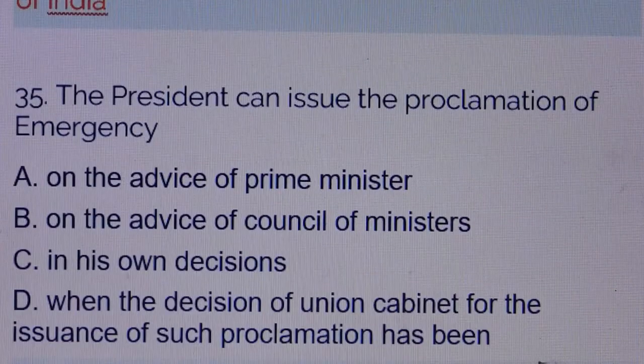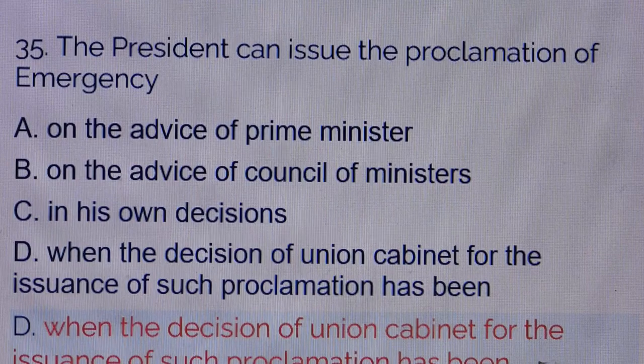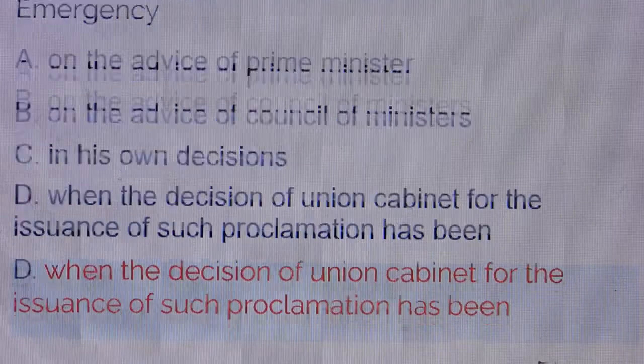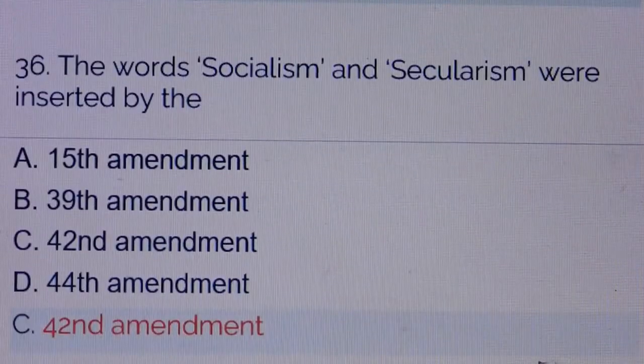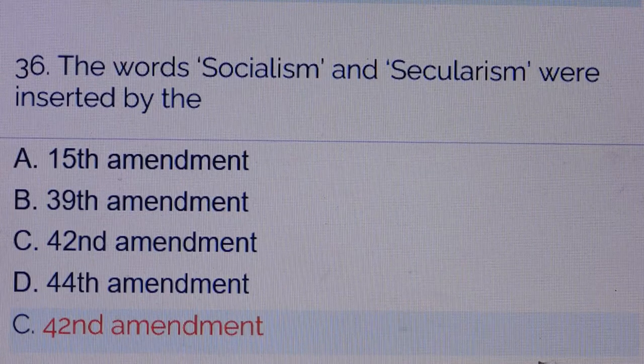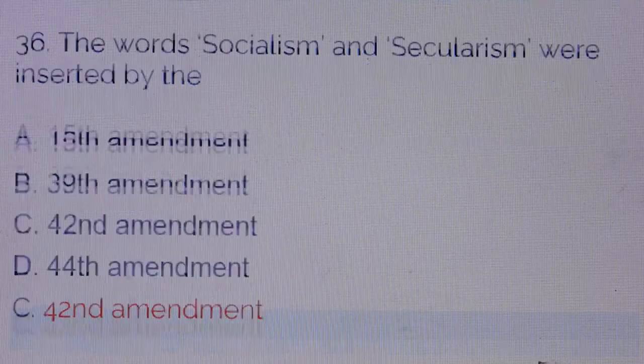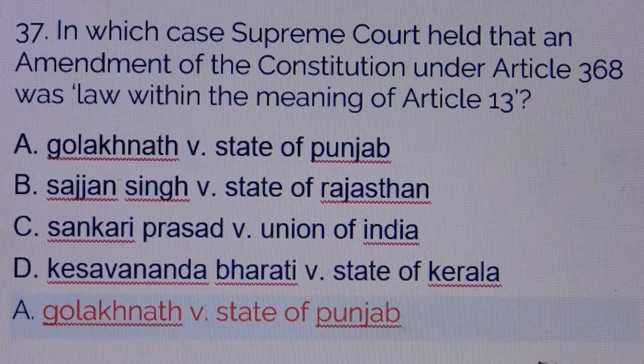Question number 35. The President can issue the proclamation of emergency. Answer is option number D, when the decision of Union Cabinet for the issuance of such proclamation has been taken. Question number 36. The words socialism and secularism were inserted by the. Answer is option number C, 42nd Amendment.